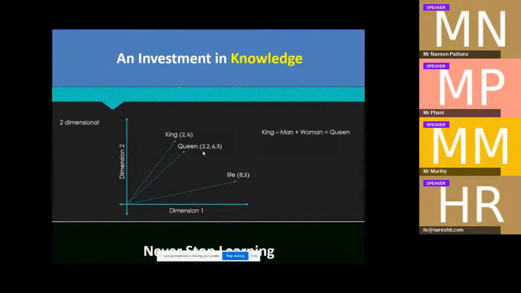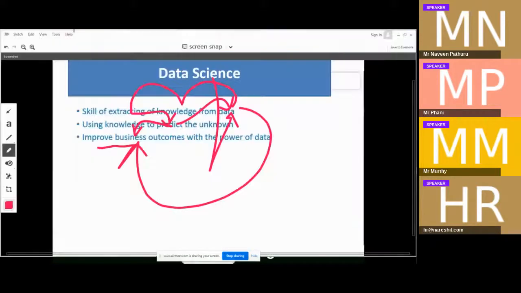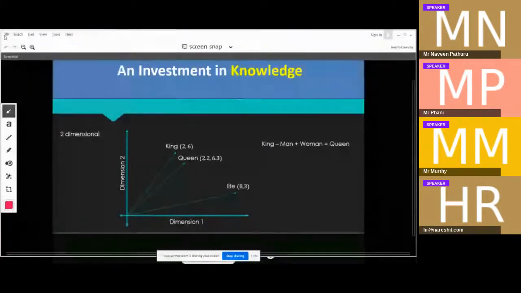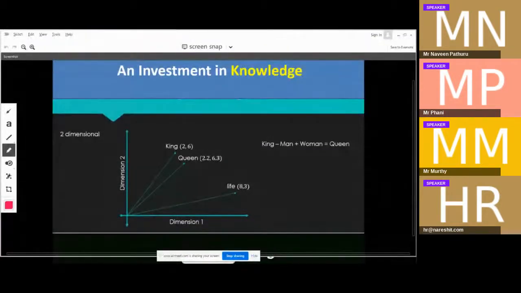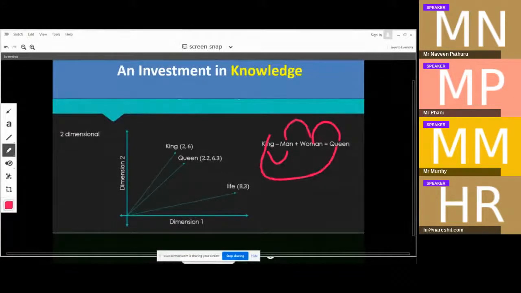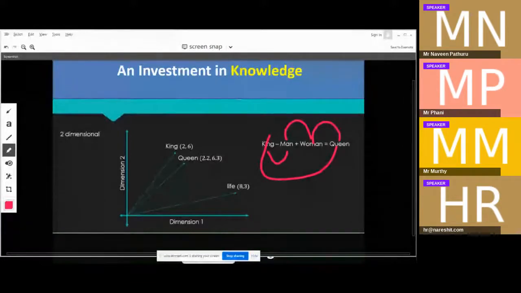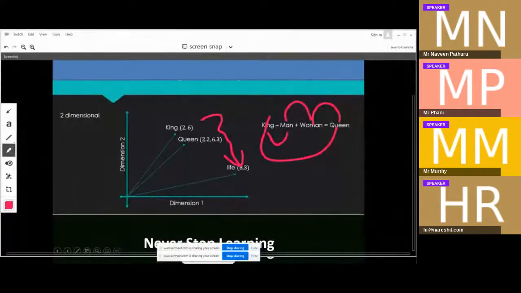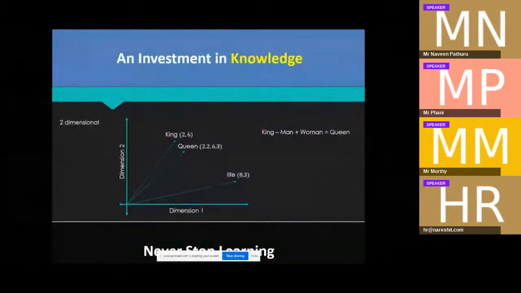What does that mean? King is a man, a queen is a woman. What king is to queen, man is to woman. King minus man plus woman equals queen. This is a language of the machines. King and queen together make a life. But what is king to a man? What king is to a queen can also be said as man is to a woman.